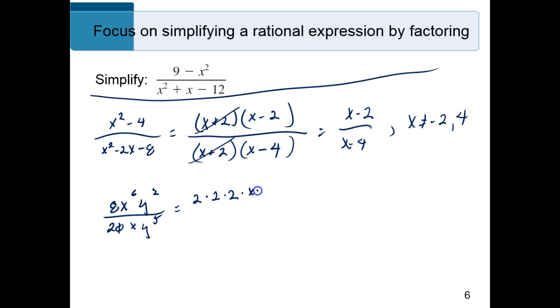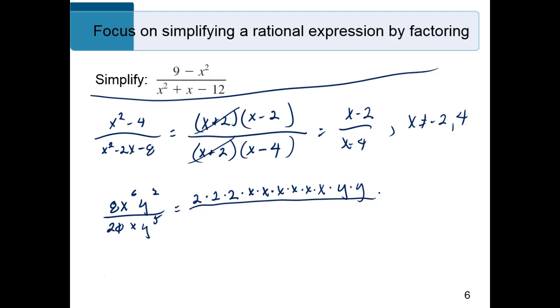X to the 6 would be x times x times x times x times x times x. Like I said, you're trying to make it sailor-proof here, or, I'm sorry, student-proof. No, whatever, okay. 1, 2, 3, 4, 5, 6, okay? And y squared would be y times y. This is really long and drawn out, but I just want to show you what's happening here.